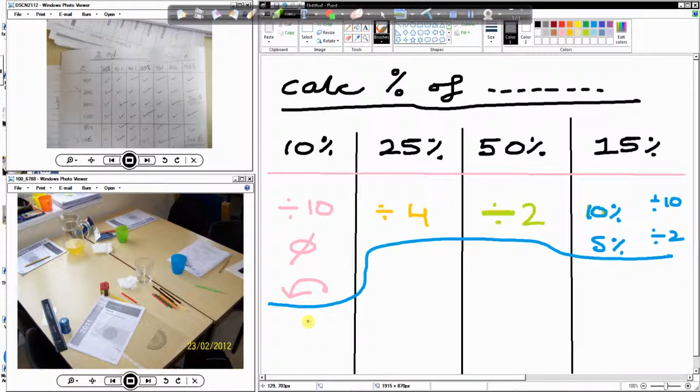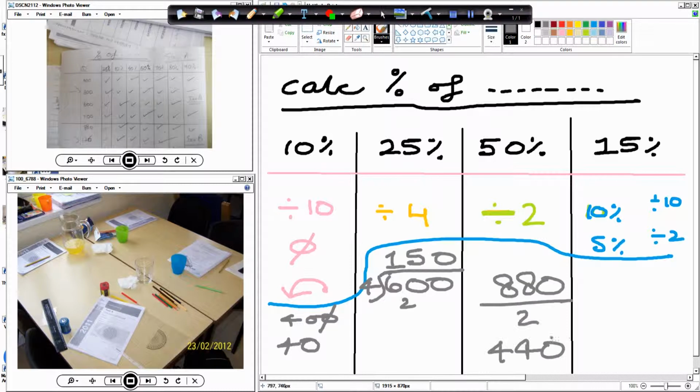So we've got to work out 10% of 400. What do we do? We divide it by 10. So that gives us 40. I want to work out 25% of 600. So what do we do to it? We divide it by 4.